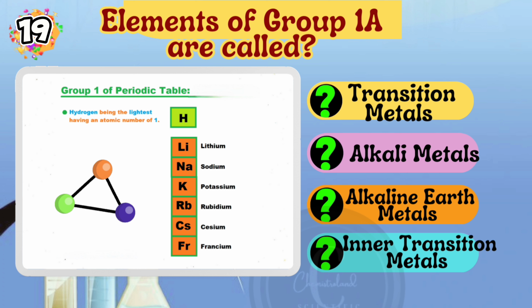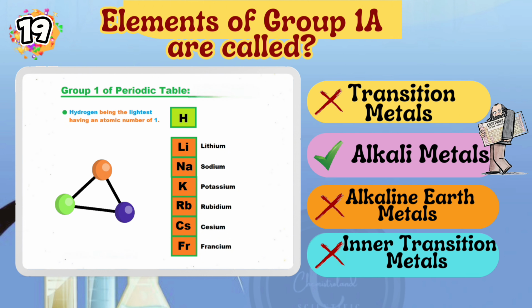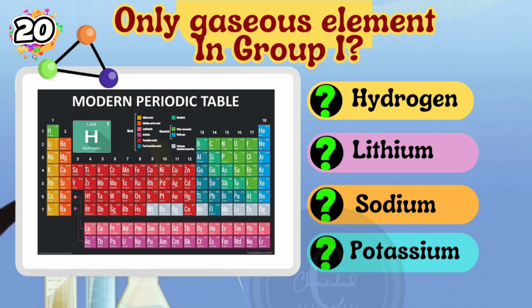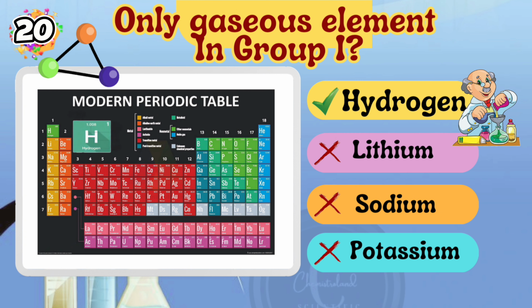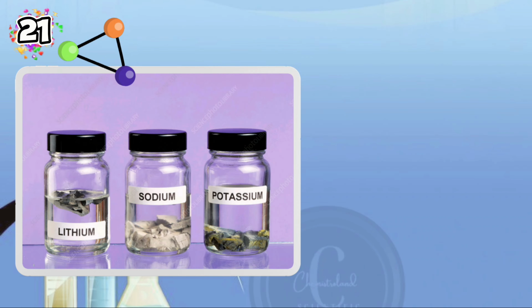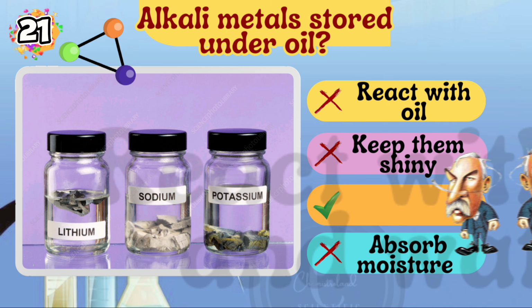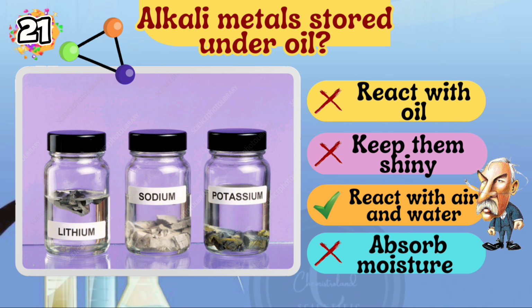Elements of group 1 are called alkali metals. Only gaseous element in group 1 is hydrogen. Hydrogen is the only gaseous element in group 1. Why alkali metals stored under the oil? The reason is they react with air and water very easily.